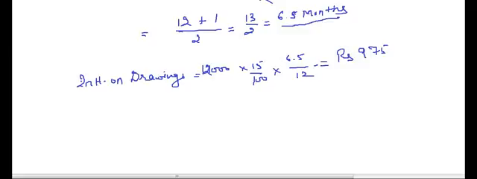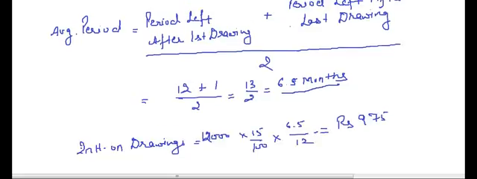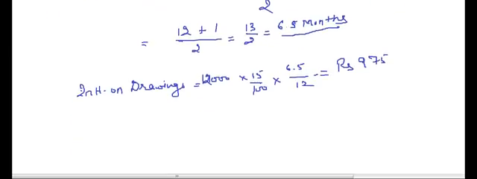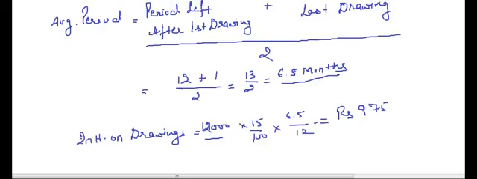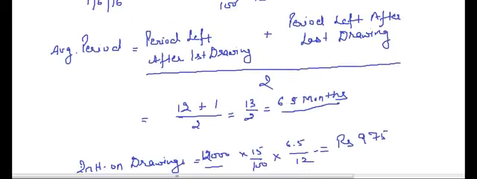We'll calculate the average period, that is the period left after the first drawing, add the period left after the last drawing, divided by 2. Average. For this period, we'll calculate the interest on drawings. Interest on drawings 1000 per month, 12,000 for the whole year. 15% is given for 6.5 months. Clear? This average period you can note down how to calculate.